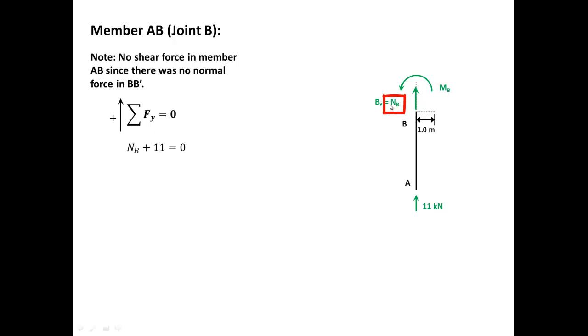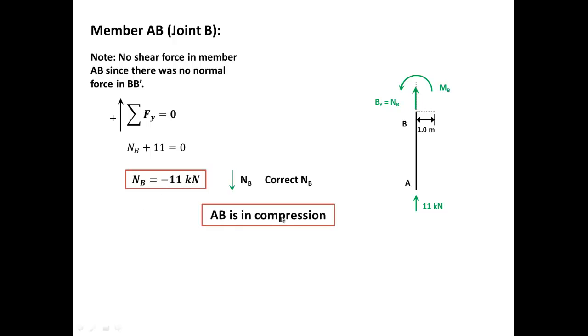NB plus 11 equals 0. So NB equals minus 11. The correct NB should be pointing downwards because I have a negative answer here, so member AB is in compression. Now, summation of the moments about B equals 0. MB simply equals 0 because there are no forces that counteract this moment if it existed, and it doesn't.